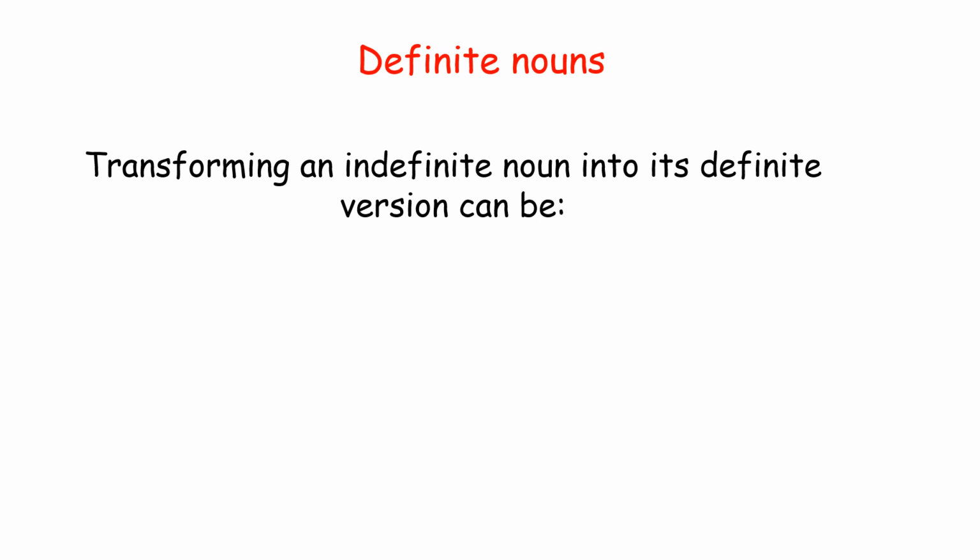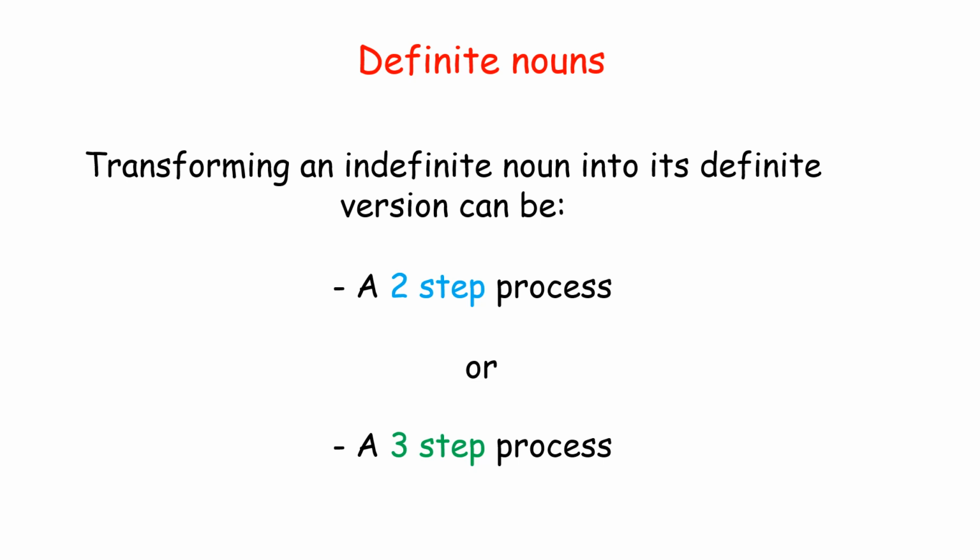Let's now see how we transform an indefinite noun into its definite version. Making a definite noun can either be a two-stage or three-stage process. For the sake of simplicity, let's begin by explaining the two-stage one. I will reveal the decisive factor in choosing which process to apply down the line, so please don't worry about that.